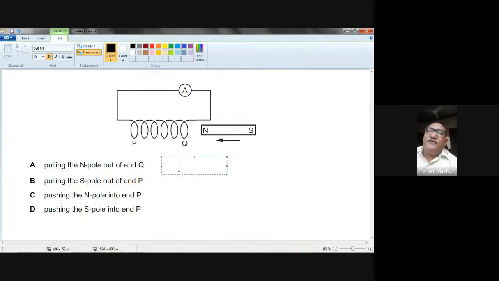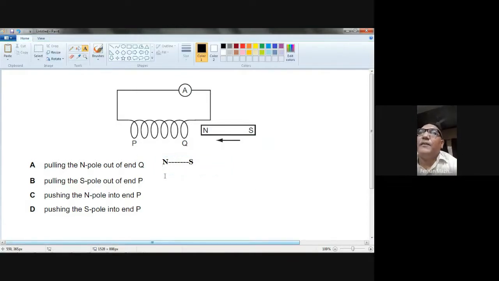So if you are pulling the north pole out of Q, if this north pole is pulled out, what will happen? When this north pole goes to the right, on the Q a south will appear, and on the P we will have a north. Okay, so this is what will happen. Right now, what is happening in this situation?